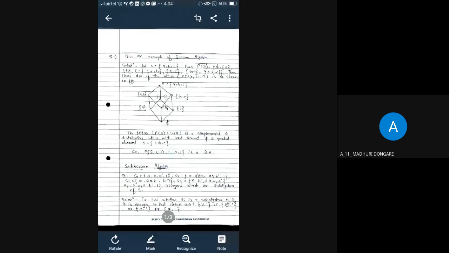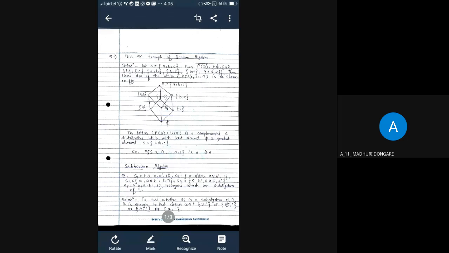In set theory we have seen the first element of every power set is phi. That's why the first element of the power set of S is phi. The second element is set A, then set B, then set C, set A comma B, set A comma C, set B comma C, and set A B C. So there are a total of 8 elements in the power set of S.